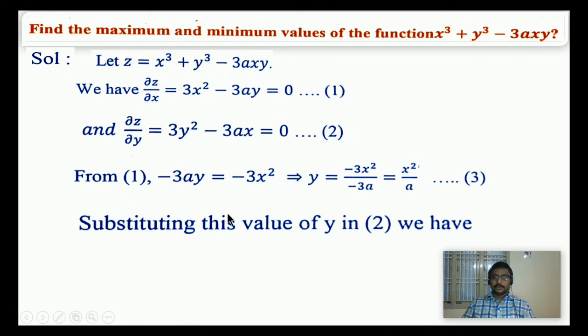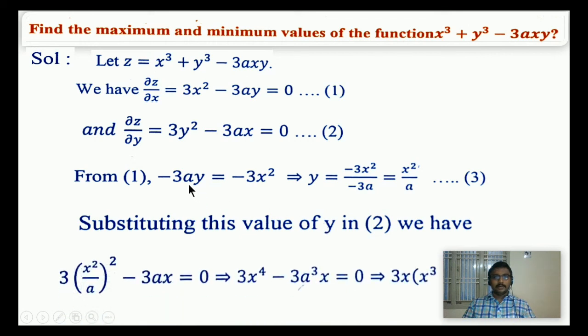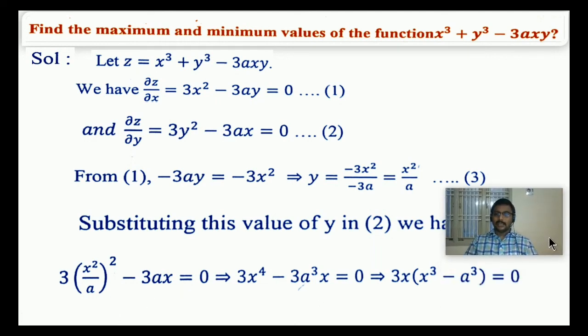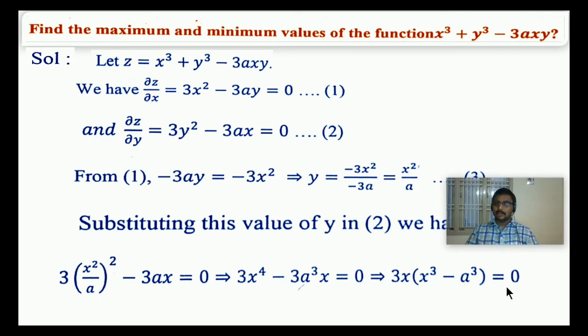For example, substituting in the second equation. Substituting the y value in equation 2, we will have 3y squared, but y is x squared by a, that is (x squared by a) whole squared, minus 3ax equal to 0. Now simplifying this by taking out 3 as common and equating to 0, and then simplifying by taking the LCM, we will get the product 3x into (x cube minus a cube) equal to 0.